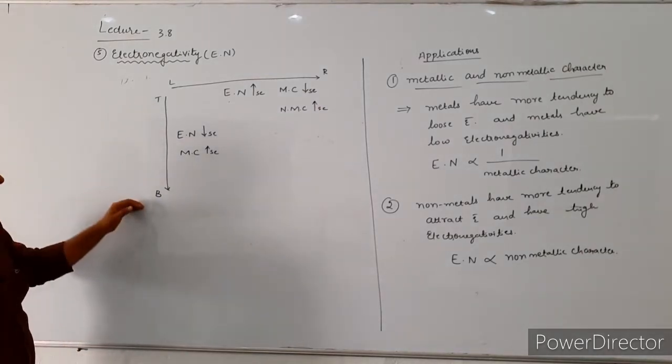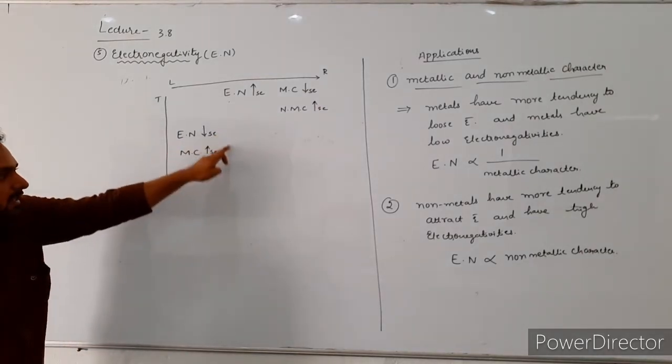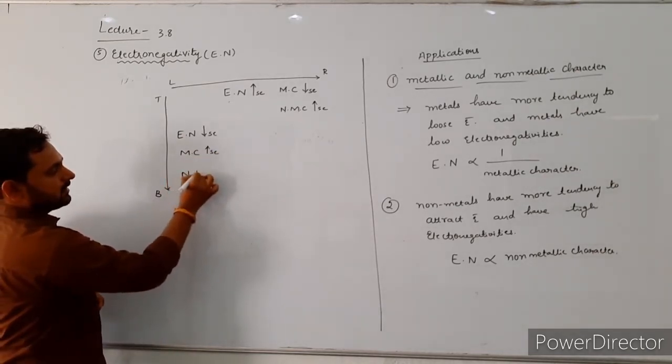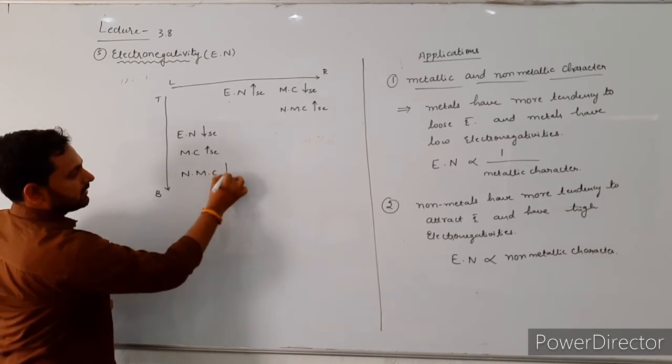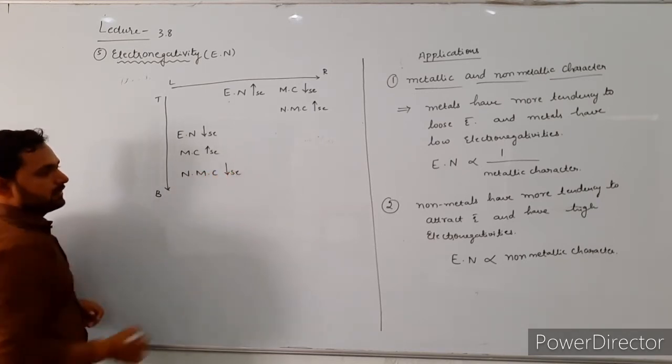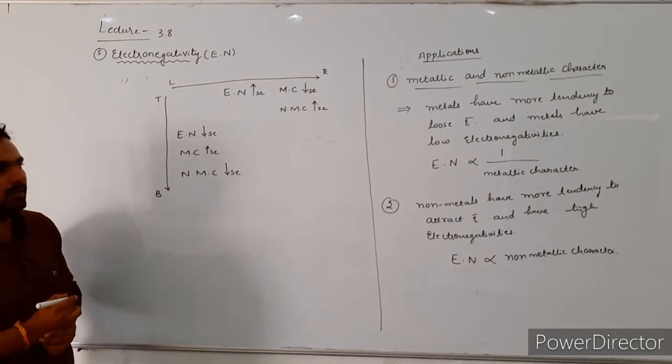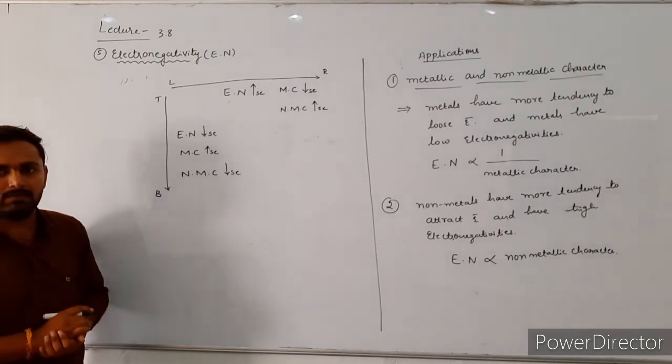From top to bottom, as electronegativity decreases, non-metallic character decreases. This is the trends of metallic and non-metallic character in the periodic table.